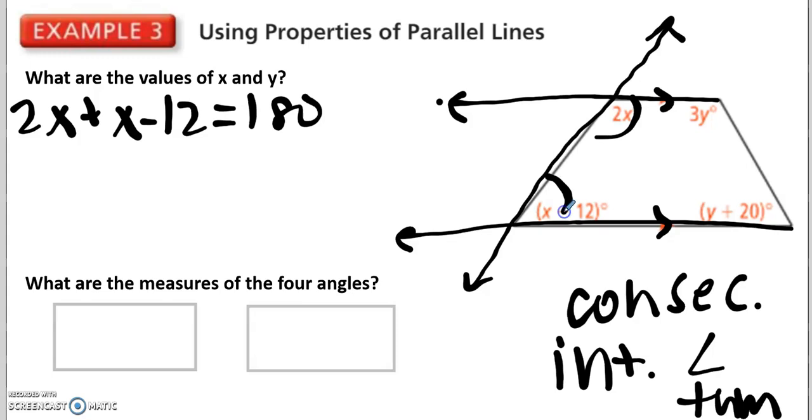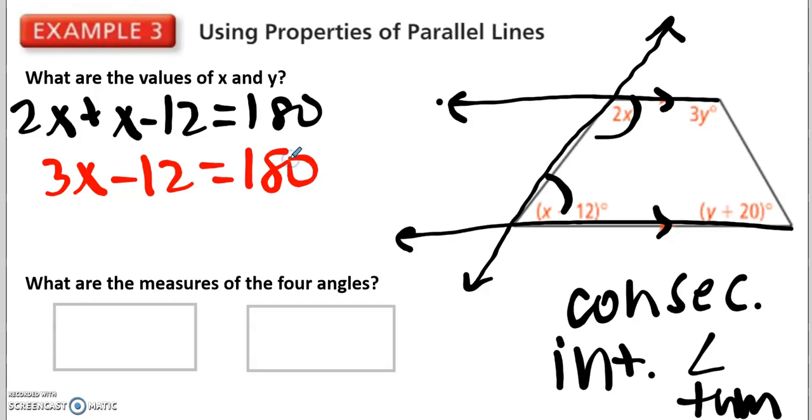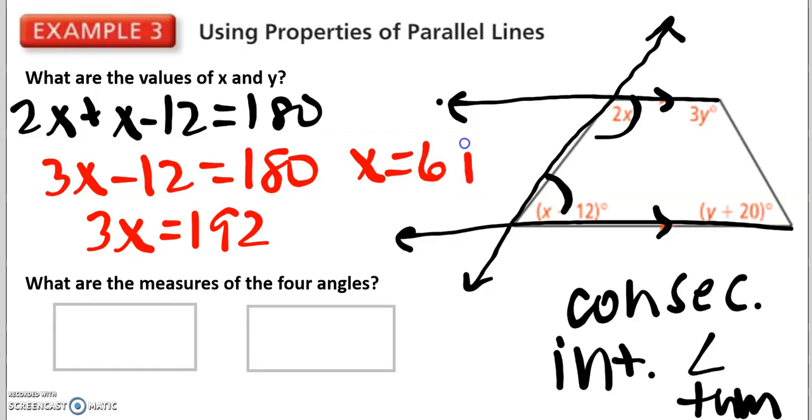This angle plus this angle are supplementary, so we can add them together to get 180. I'm going to combine like terms. This comes down to some good old algebra. 3x minus 12 equals 180. I'm going to add 12 to both sides. I'm going to get 192. And I'm going to divide both sides by 3. And I'm going to get x equals 64.